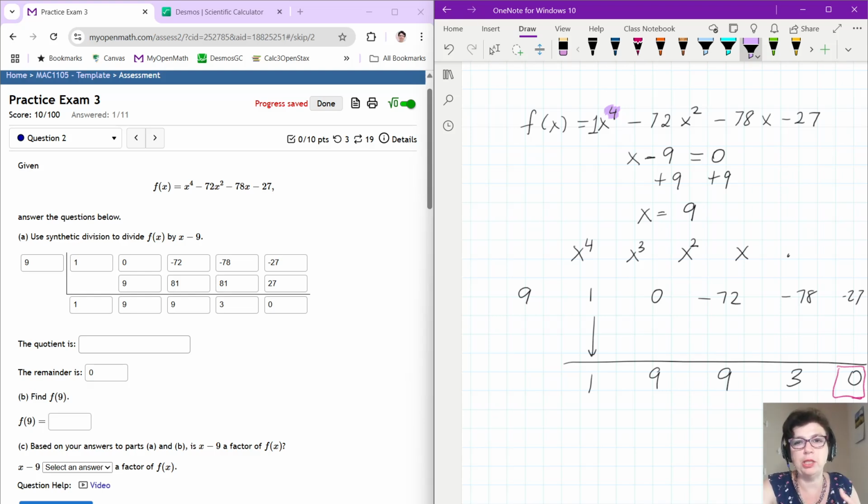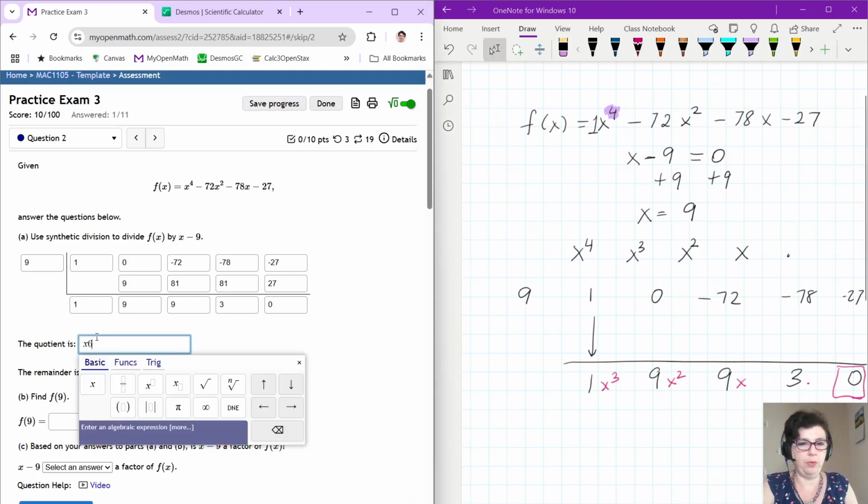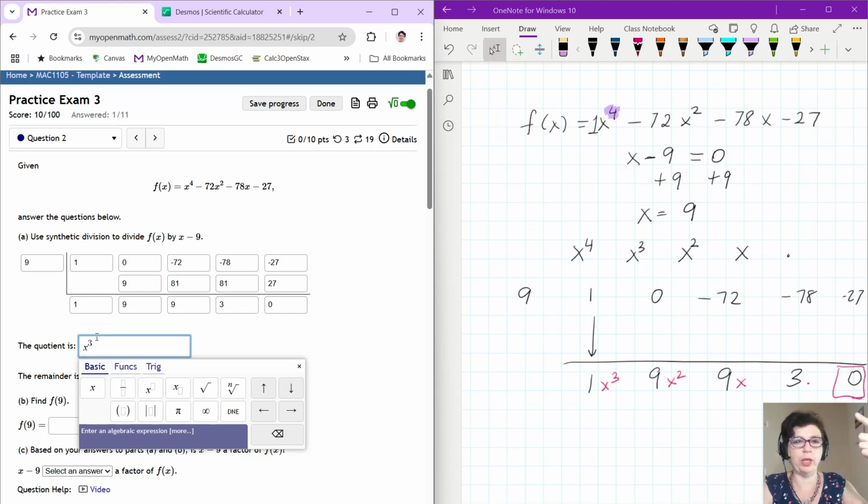So the resulting polynomial when you divide it should be cubic. This means that this particular term corresponds to x cubed. This one will correspond to x squared. This one will correspond to x, and this would be just the number. Let me write down my quotient. This is going to be x cubed, so it's always one degree less than the polynomial you started with. So that's x cubed plus 9x squared plus 9x plus 3.